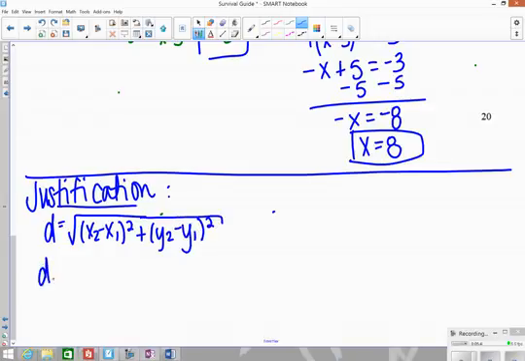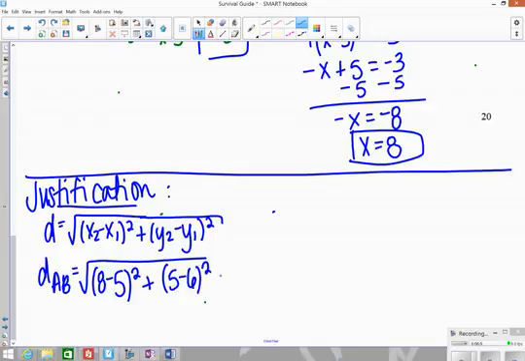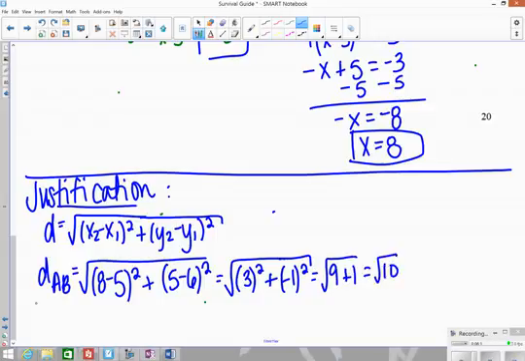So for the distance of side AB, I'm just going to plug in the x values here. So subtract the two x values. Well, we know the x value of B is 8, so it's going to be 8 minus 5. Then I'm going to plug in the y values and then work inside of parentheses. So we end up with 3 and then negative 1. Square each of those, so you get 9 plus 1, so we get the square root of 10. Then we're going to move on to side BC.